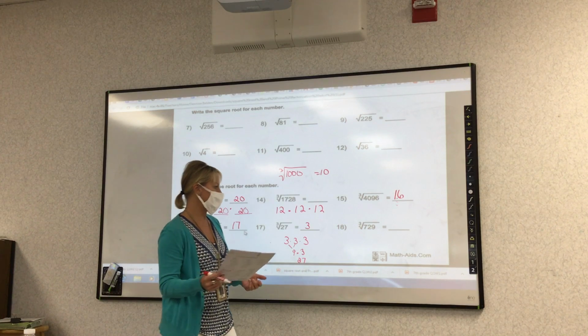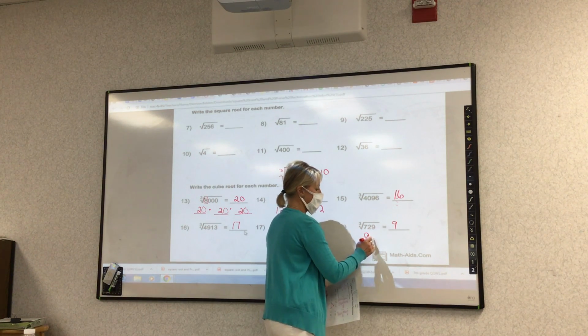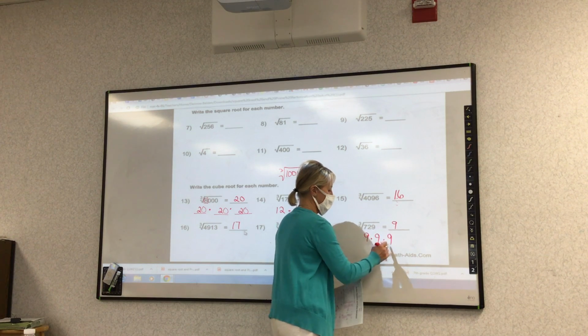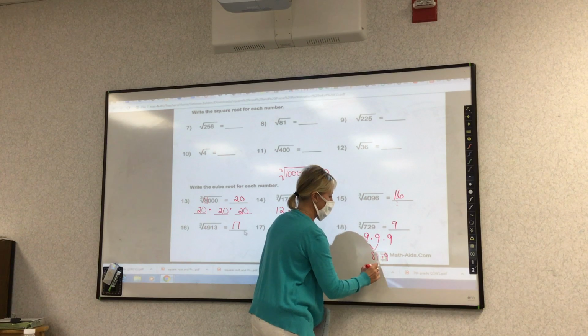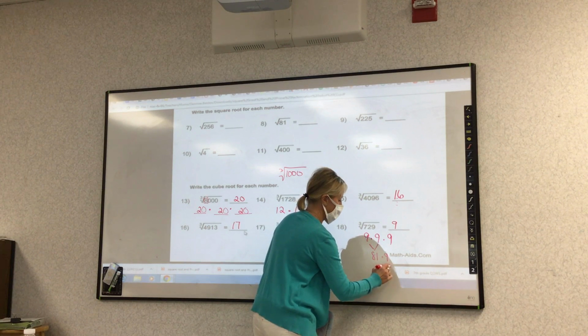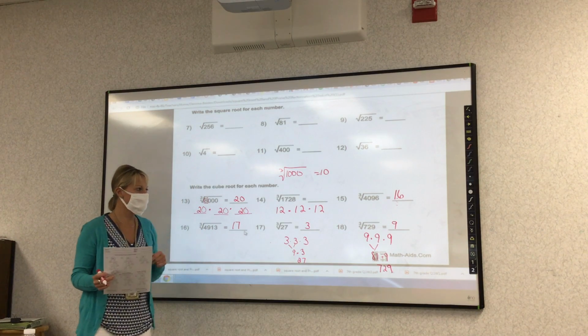Cube root of 729 is 9 because 9 times 9. I want to see your work. 9 times 9 is 81. 81 times 9 is 729. Show that work.